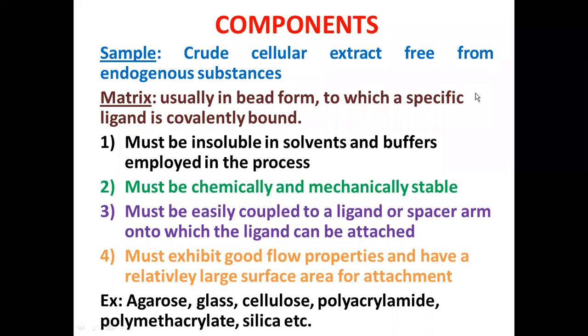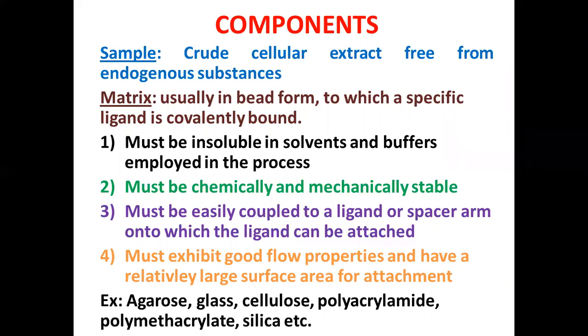Okay. While performing the column chromatographic separation using the affinity chromatographic principle, what are the components required? As you know, we need a sample, because that's the chromatographic technique we are employing. The sample will contain many endogenous substances, many tissues in which the biomolecule such as a protein or enzyme or receptor will be present. So we need a sample.